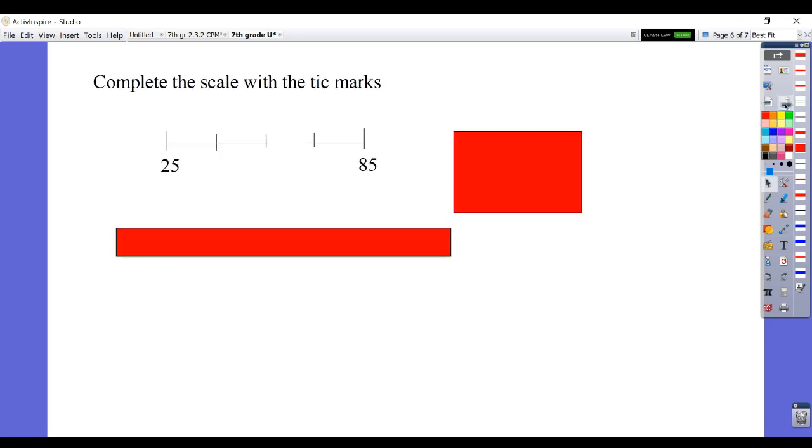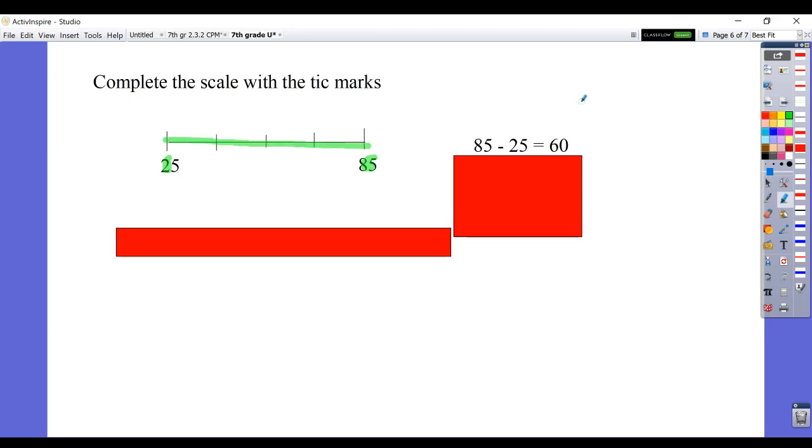You'll also have to complete a scale with tick marks. We talked about this in this unit as well. 85 minus 25 is what you want to do first. You want to find out what is the length between them. Well, 85 minus 25 is a distance of 60. So what we know is this total length must be 60.